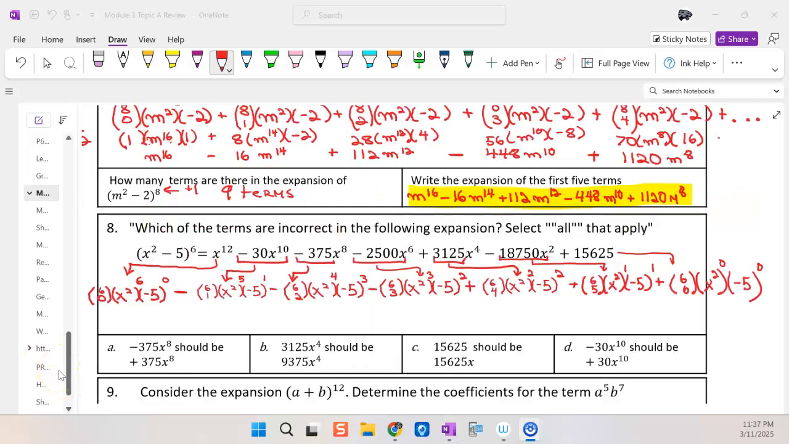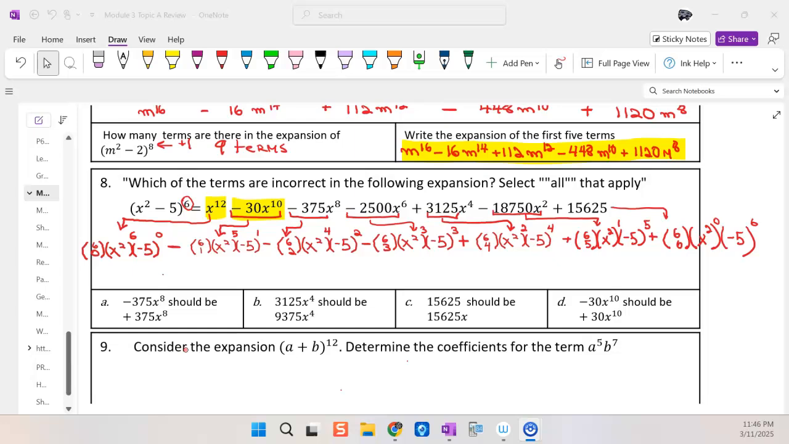All right, so for number 8, it's asking you which of the terms are incorrect. Select all that apply. So you might be saying more than one of these. All right, so I wrote out, there's exponent 6, so there's 7 terms. Wrote out the coefficients and then the terms with their appropriate exponents. And now I'm just going to go through and evaluate these and compare them to the terms as I go.